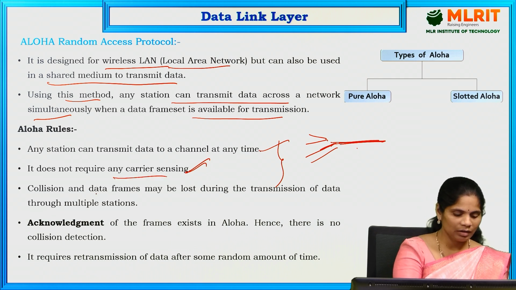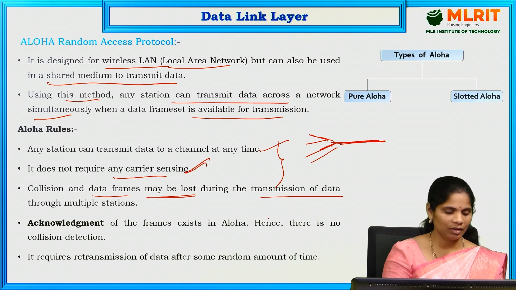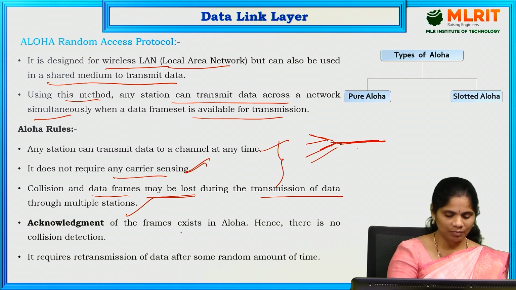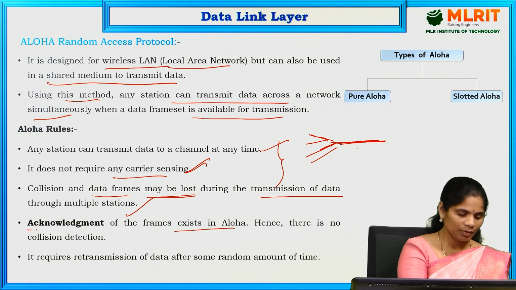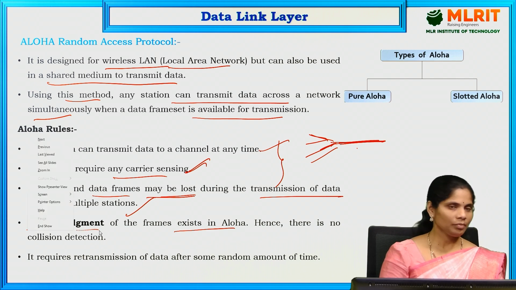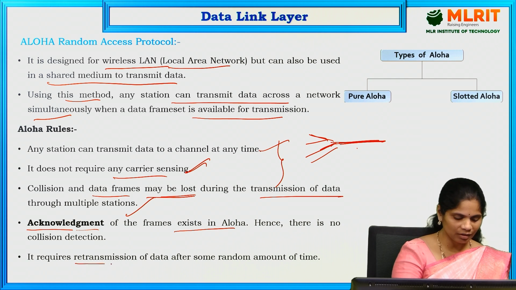And collisions may occur, and data frames may be lost because of this. Since we are not checking whether the channel is idle or busy, data frames may get lost during transmission from multiple stations. Acknowledgement of frames exists in Aloha, meaning every sender gets an acknowledgement from the receiver. At the same time, it requires retransmission of the data.